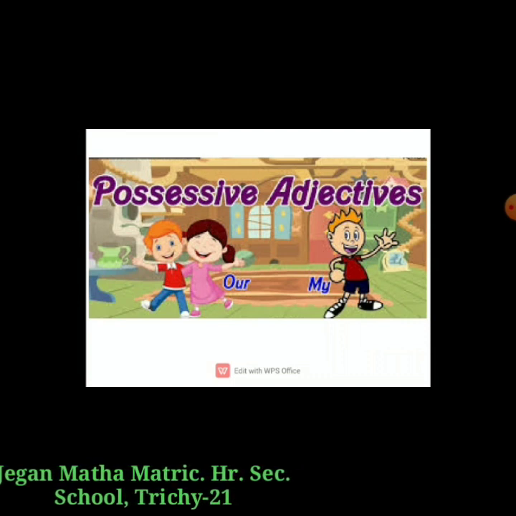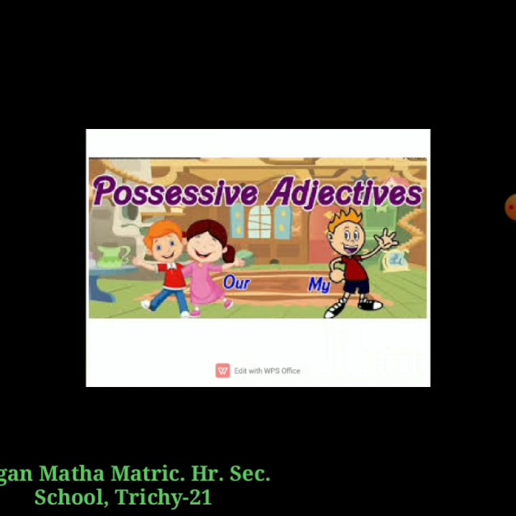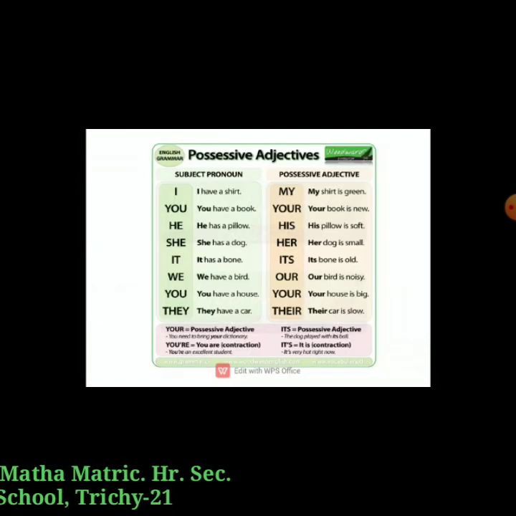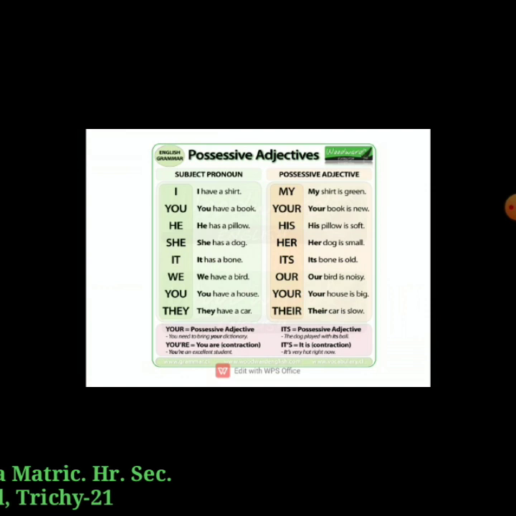Possessive adjective, our and my. They have given here our and my. Okay. Possessive adjectives: subject pronoun and possessive adjective. Subject pronoun, what is that? I have a shirt. What is the subject pronoun? I. Possessive adjective, what is that? Here, my shirt is green. My is a possessive adjective.